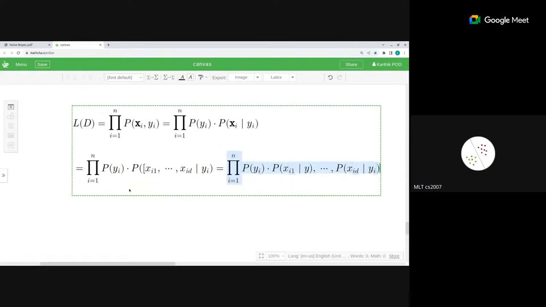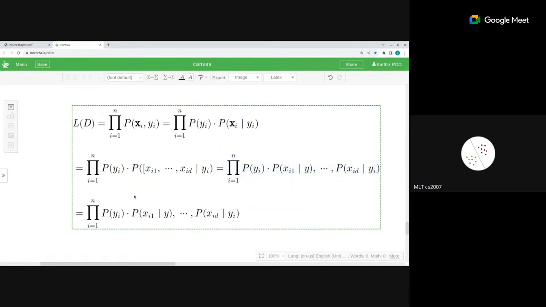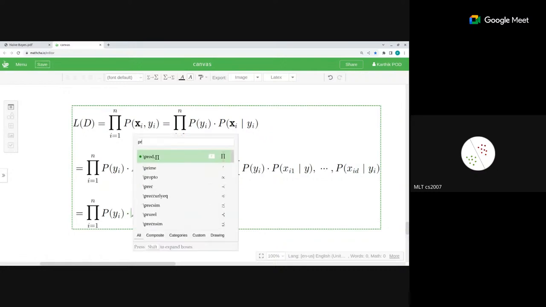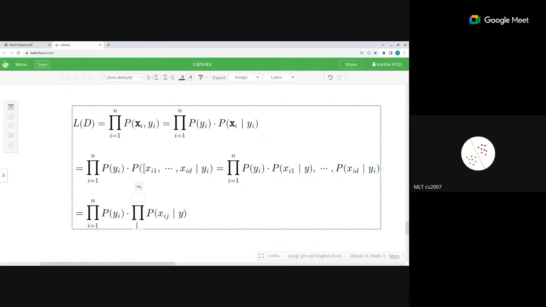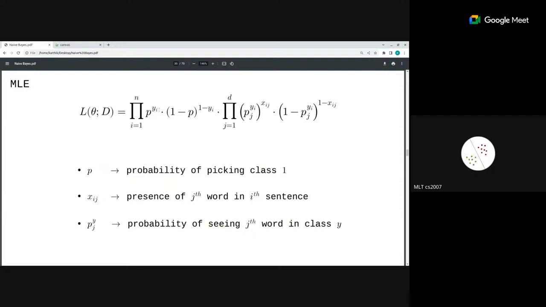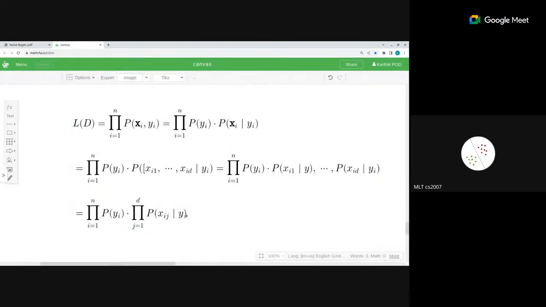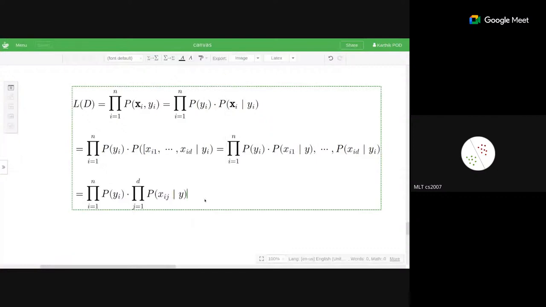Now, instead of using this, I'll just treat this as P of xij given y, and then I turn this into a product, where j goes from 1 to D. So this is the expression. If you notice, P of yi is nothing but this. Instead of writing it as p or 1 minus p, I have written it like this. And this P of xij given y, we have written in this slightly complicated form. Is this clear, what we have done so far? This is the likelihood for the data.